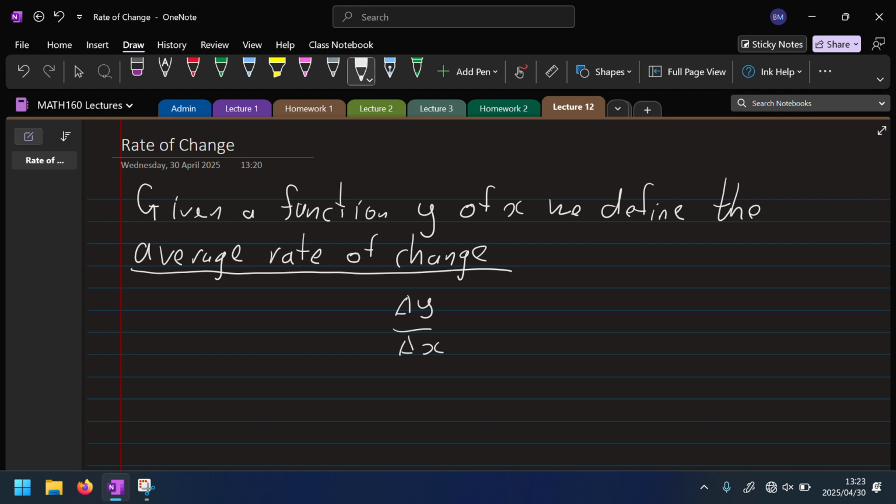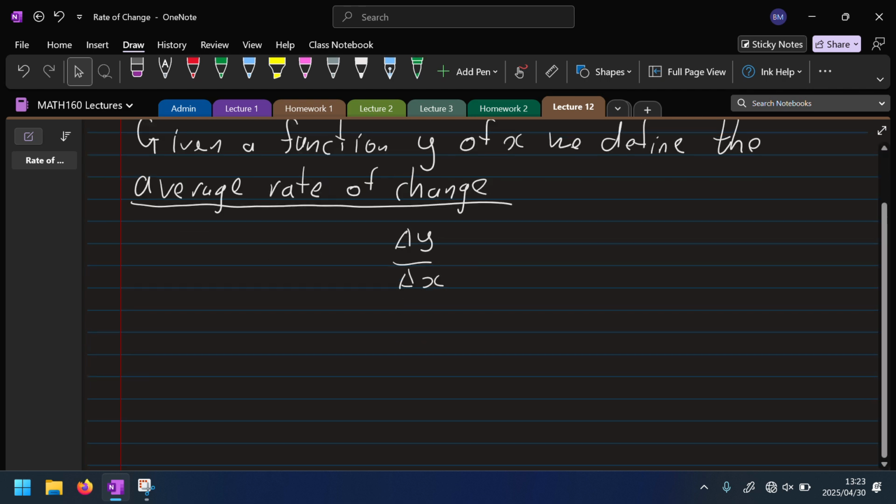Okay, so on some interval, let's say AB, we can define the average rate of change as just the change in y over the change in x for that interval. So you've all seen that before with the average gradient of the function.